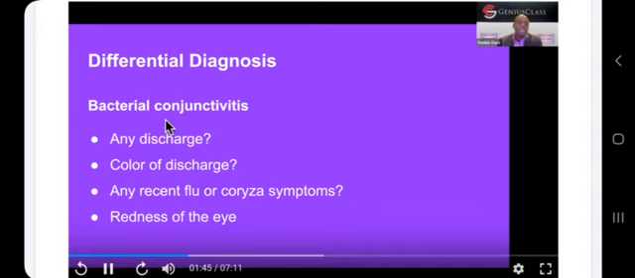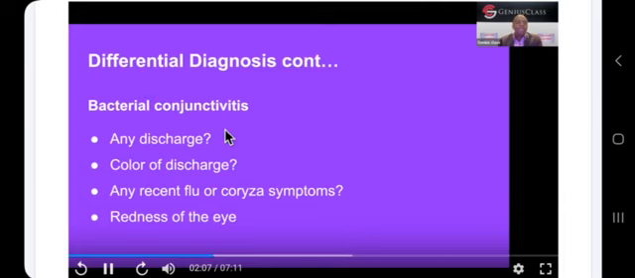Think in terms of the differential diagnosis. Bacterial conjunctivitis: you'll be asking about any discharge, and the color of the discharge. This particular patient has yellowish discharge. Also ask about a recent flu-like illness or coryza symptoms, that is runny nose, fever, sneezing, cough, and redness of the eye. That would fit a bacterial conjunctivitis.